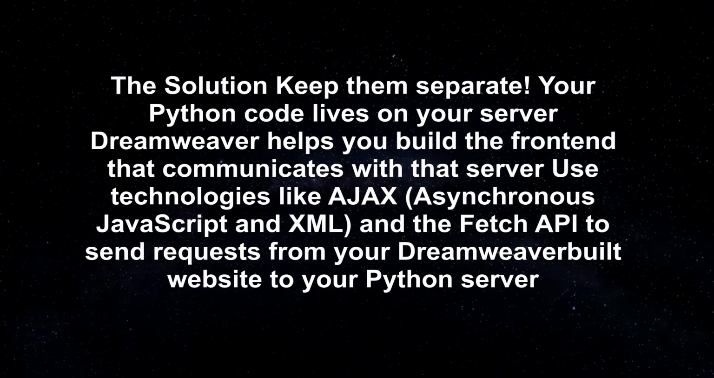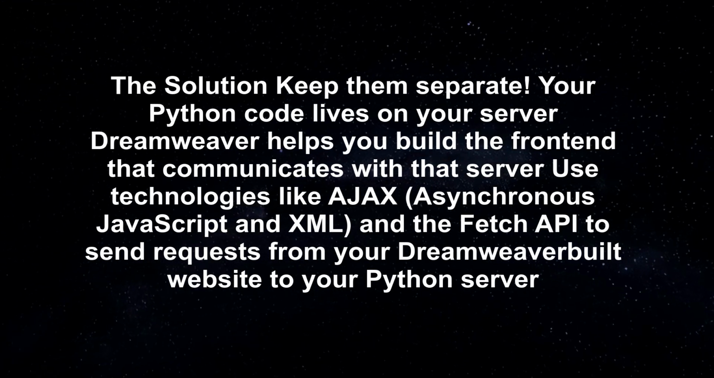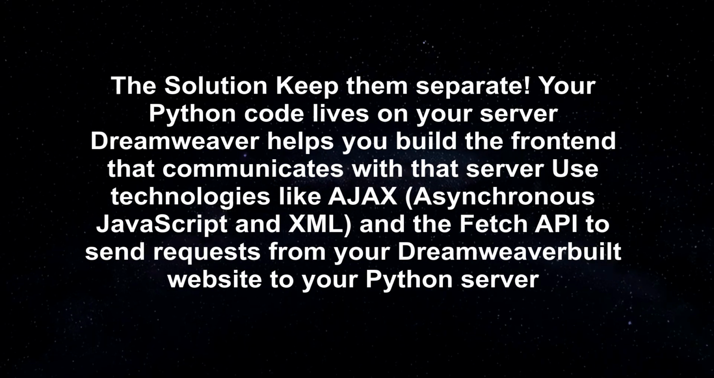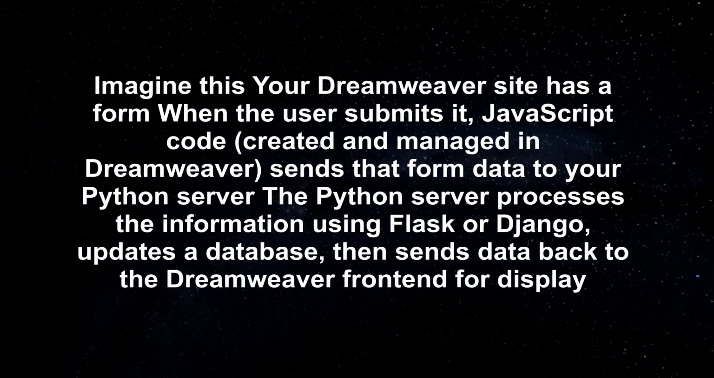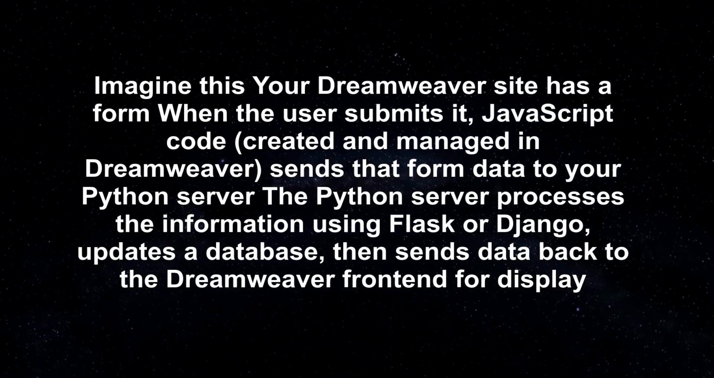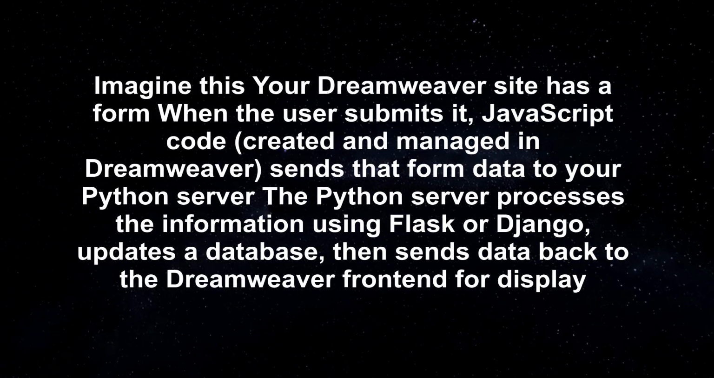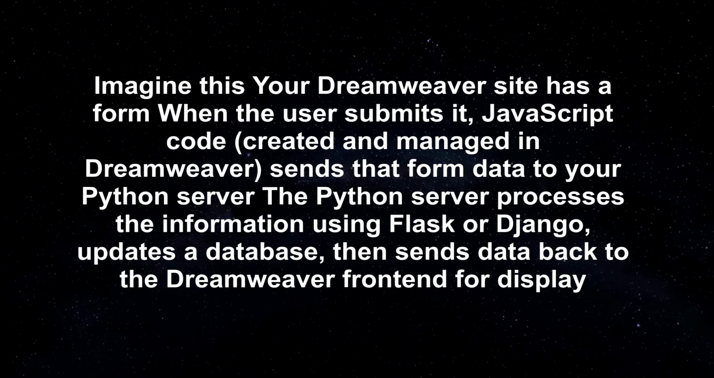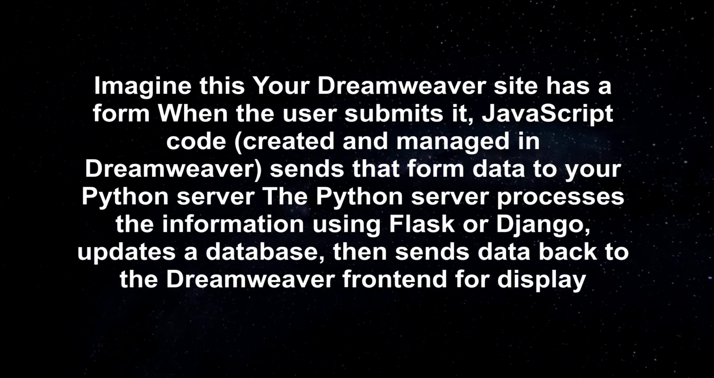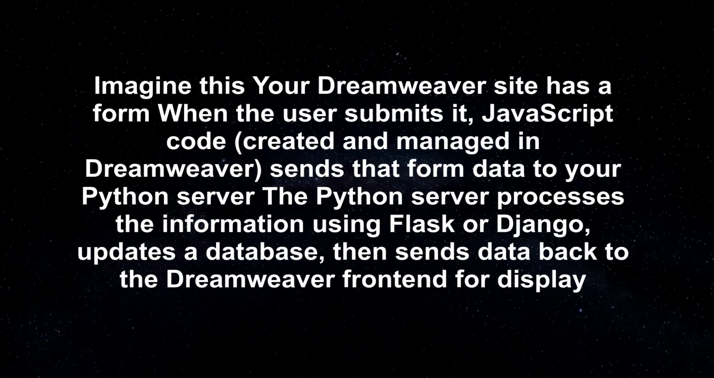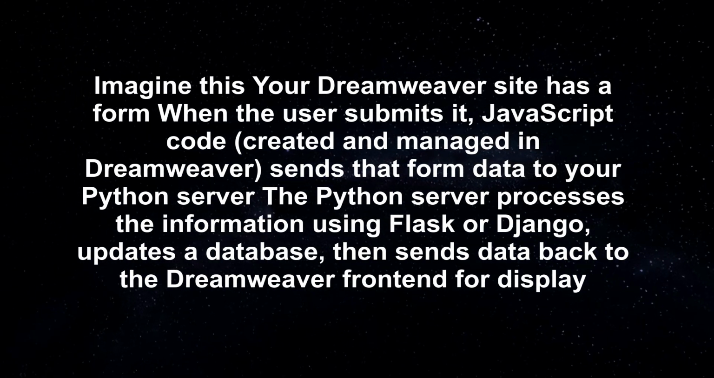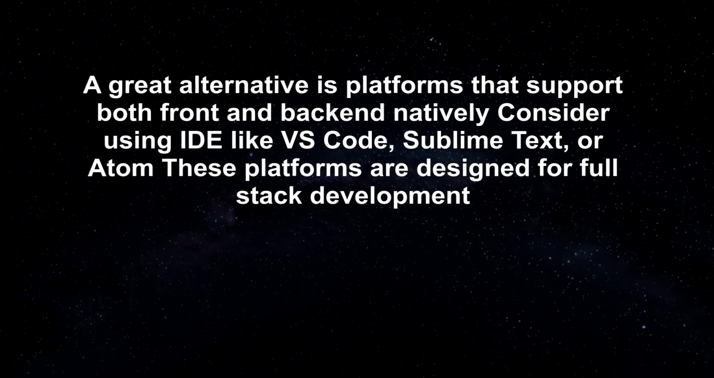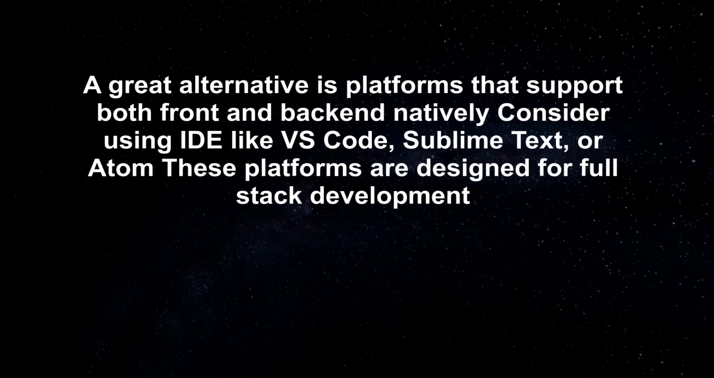Use technologies like AJAX, asynchronous JavaScript and XML, and the fetch API to send requests from your Dreamweaver-built website to your Python server. Imagine this: your Dreamweaver site has a form. When the user submits it, JavaScript code created and managed in Dreamweaver sends that form data to your Python server. The Python server processes the information using Flask or Django, updates a database, then sends data back to the Dreamweaver front end for display.